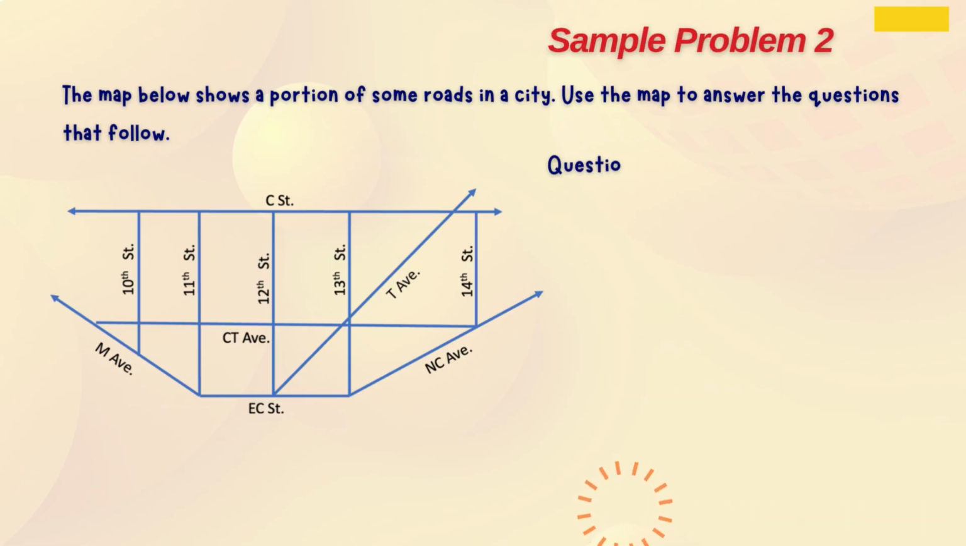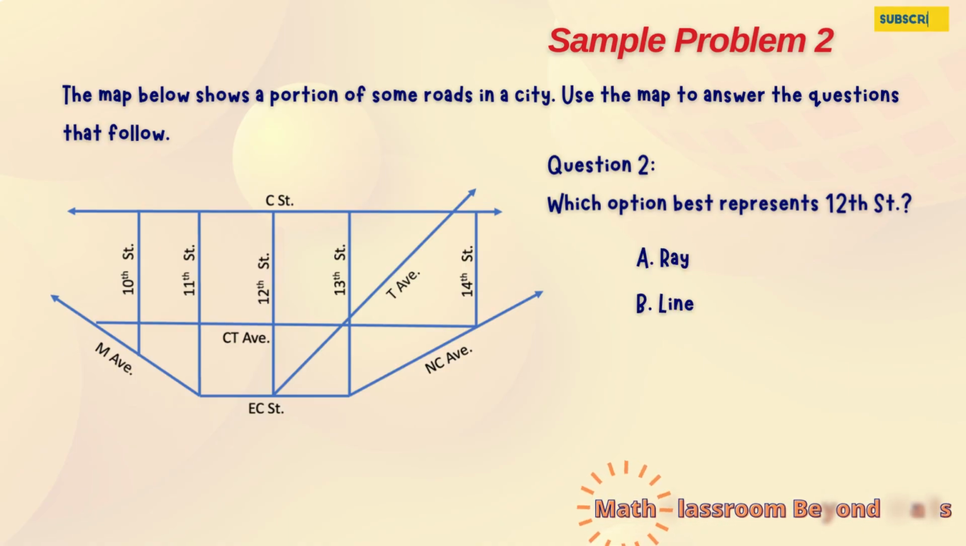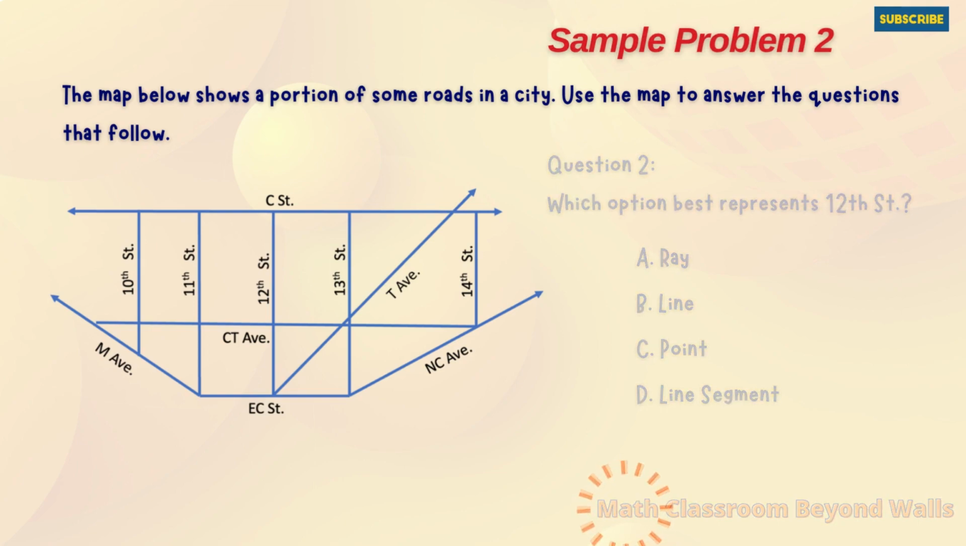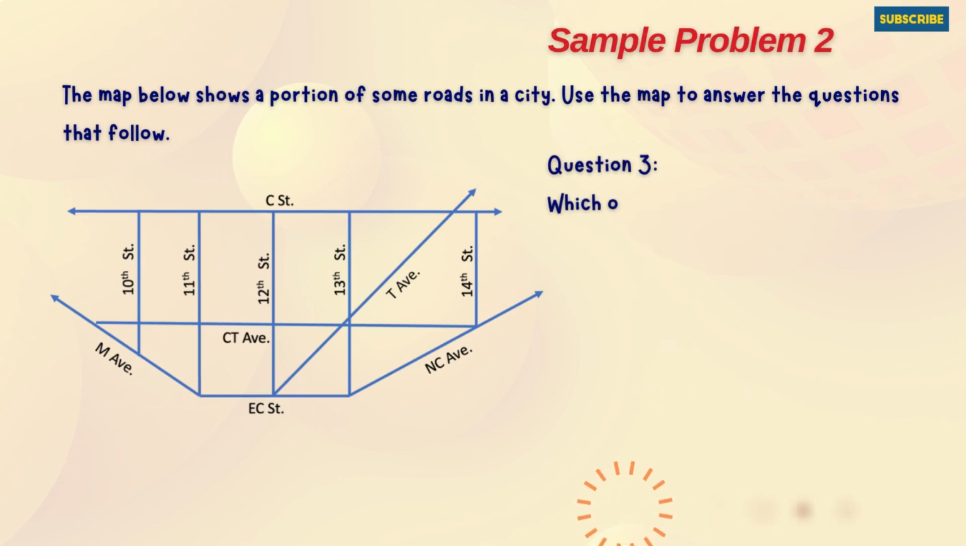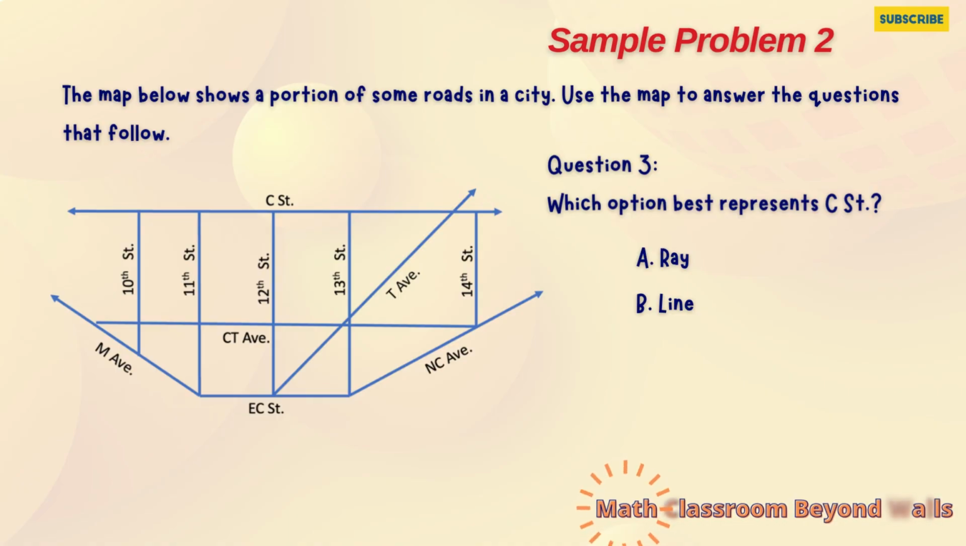Question 2. Which option best represents 12th Street? Option A, ray. Option B, line. Option C, point. Option D, line segment. Finally, question 3. Which option best represents C Street? Option A, ray. Option B, line. Option C, point. Option D, line segment.